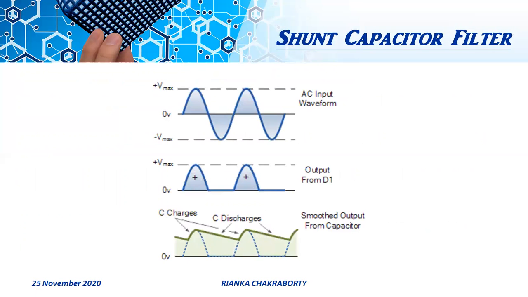This is the waveform. This is the AC input signal. This is the rectified output. And this is the filter output where the charging and discharging happen.